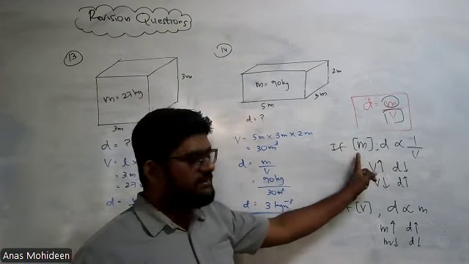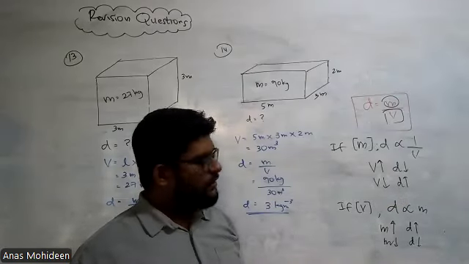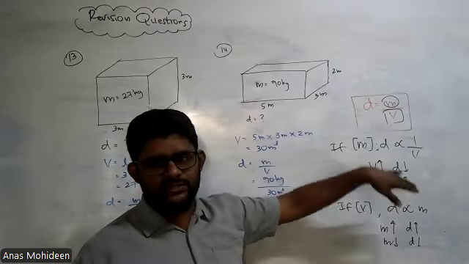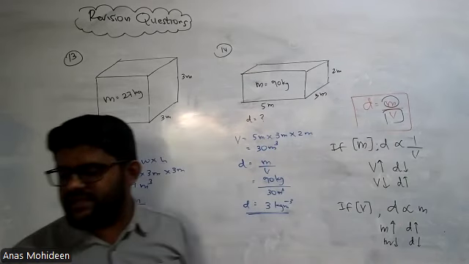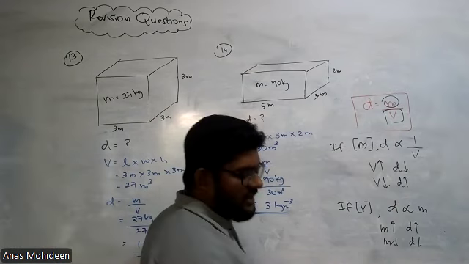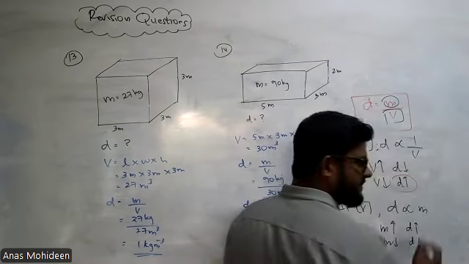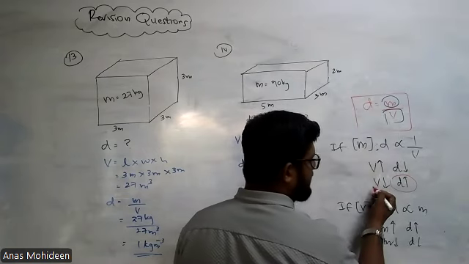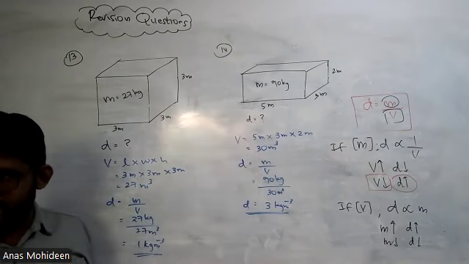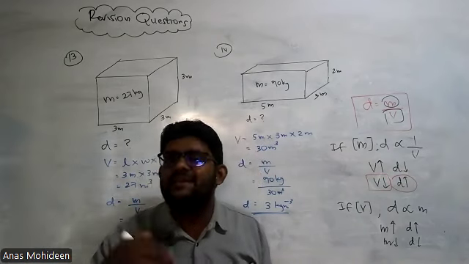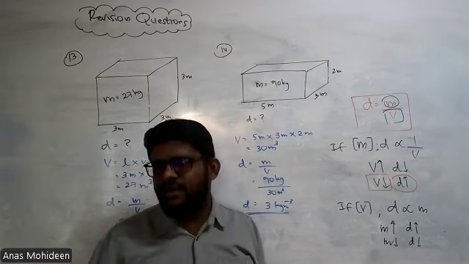Mass same means the volume and densities are inversely proportional. You increase the volume, density decreases. You decrease the volume, density increases. The question asks you to give the ascending order of the densities. Ascending order of densities means increasing density order, then volume should be in decreasing order. So if you want the ascending order of densities, you have to take the decreasing order of volume.